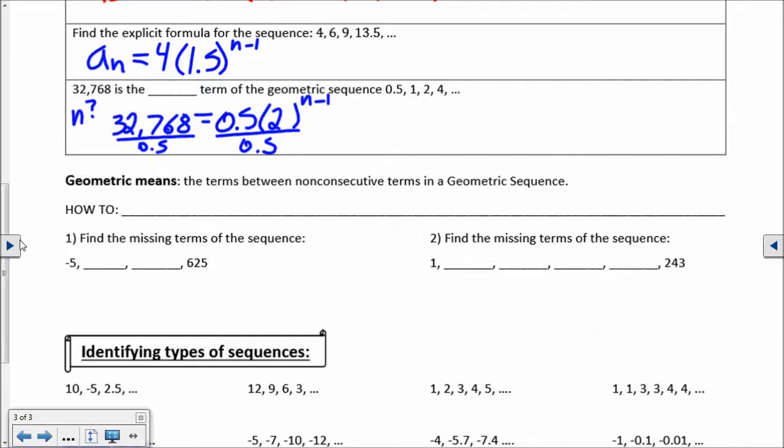And what did you guys get? Remember. 65,530. No. 65,500. This starts to look pretty familiar.